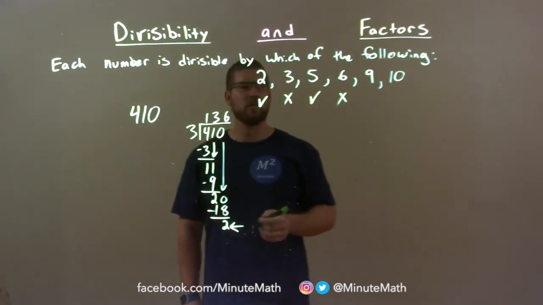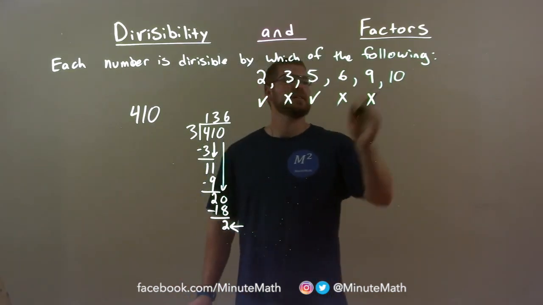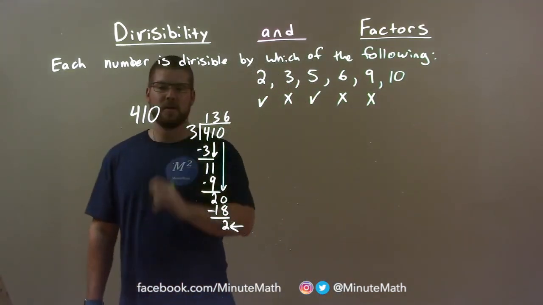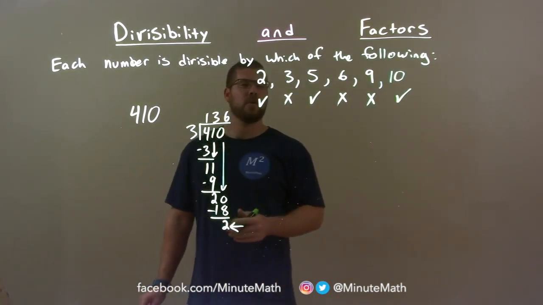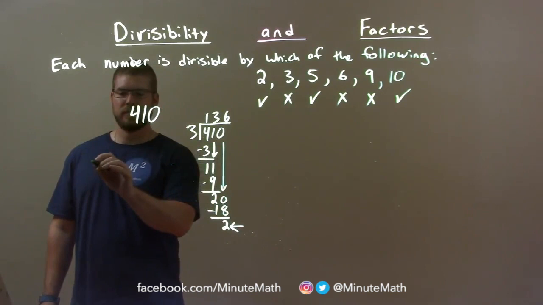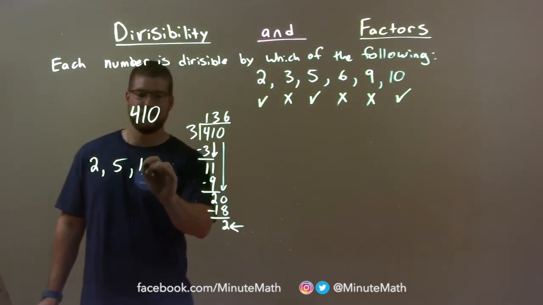Since 3 does not go into 410, 9 is also out. 10. Well, we end in a 0 here, right? So 10 must go evenly into 410. And so our final answer is just 3 numbers: 2, 5, and 10, right there.